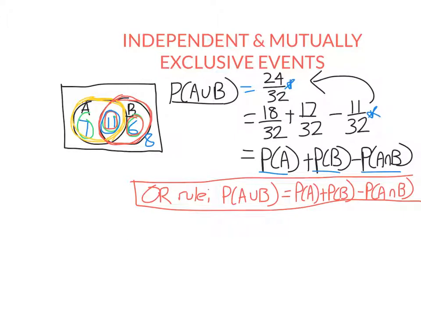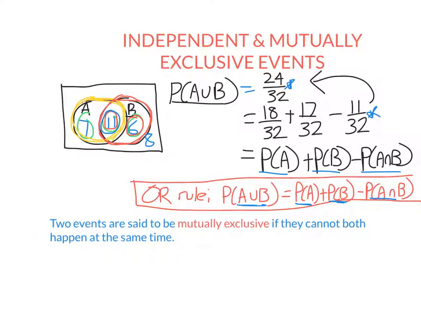So this is the first rule we need to know from today's lesson. It's called the OR rule because this is read as probability of A or B. Probability of A or B equals the sum of the probabilities of A and B minus the probability that they both happen. So what's all this got to do with mutually exclusive events?